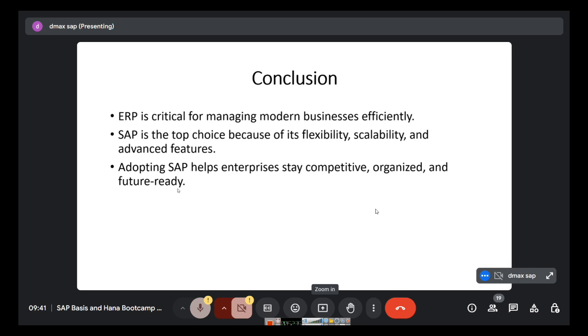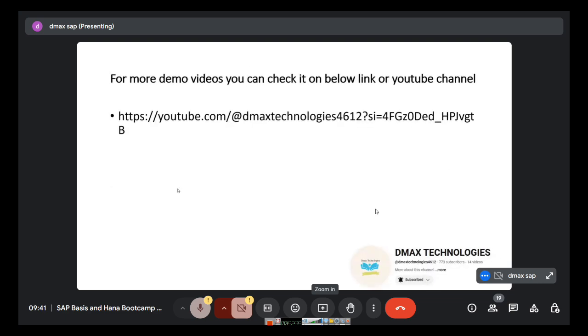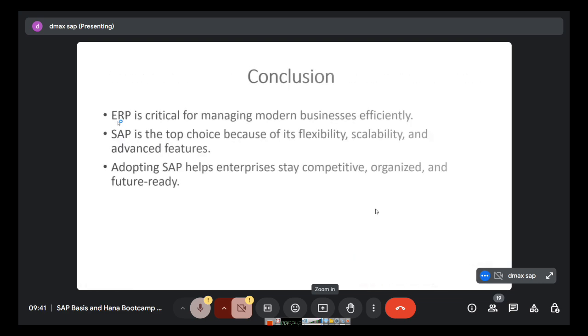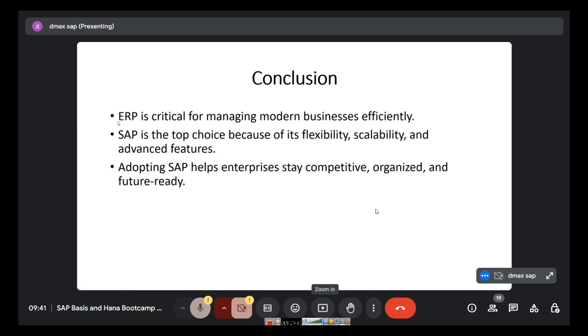So this is the basic thing: what is ERP and what is SAP. Maybe this is all basic knowledge, right? I can't explain it to you by putting you into a server and explaining some of the tasks. So this is a basic introduction.